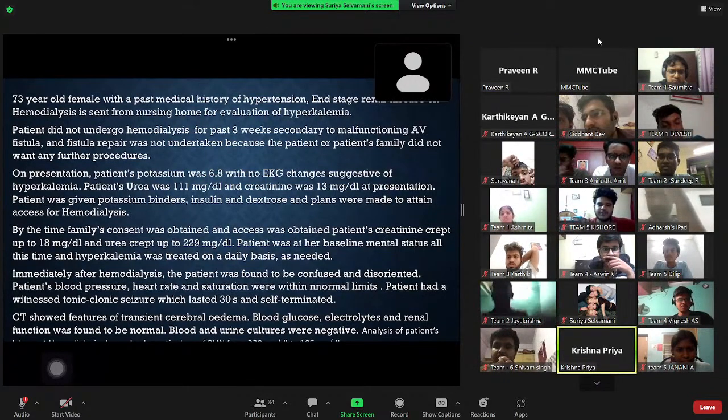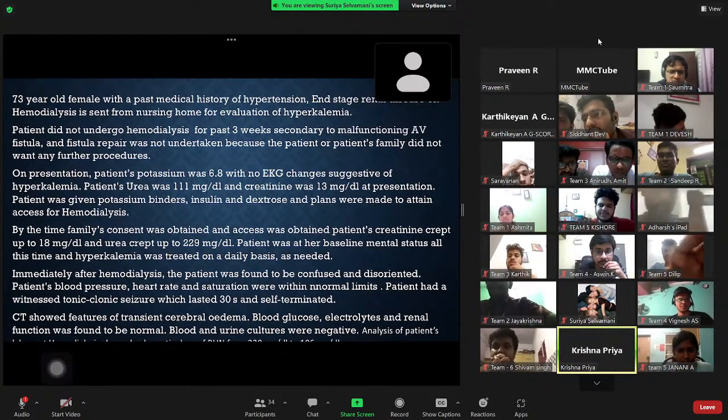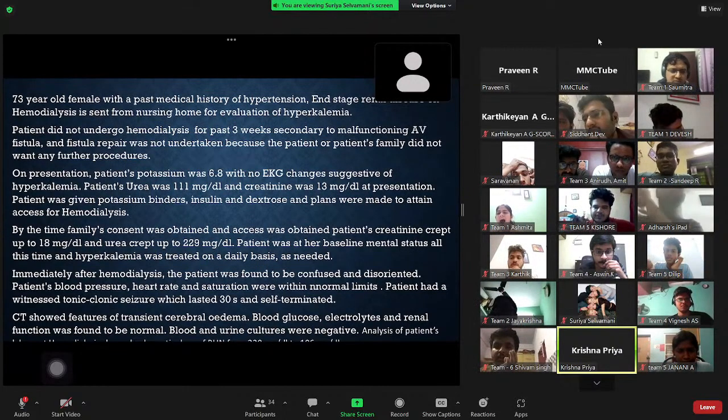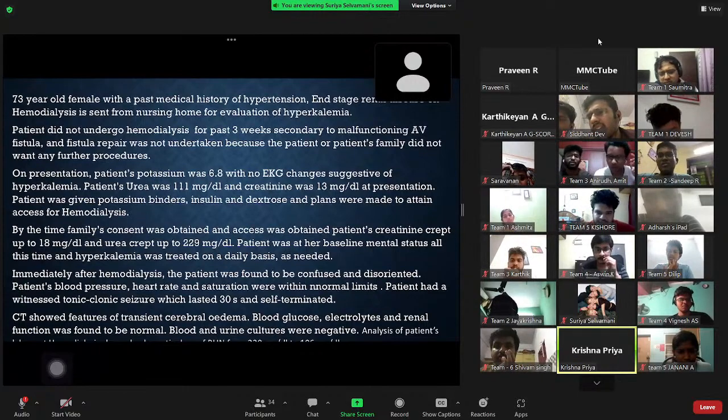Team 6, I will read out the question. A 73-year-old female with a past medical history of hypertension and end-stage renal disease on hemodialysis is sent from a nursing home for evaluation of hyperkalemia. The patient did not undergo hemodialysis for the past 3 weeks because of a malfunctioning AV fistula. On presentation, the patient's potassium was elevated with no ECG changes. The patient's urea and creatinine levels are given. The patient was given potassium binders, insulin, and dextrose, and plans were made to attain access for hemodialysis.